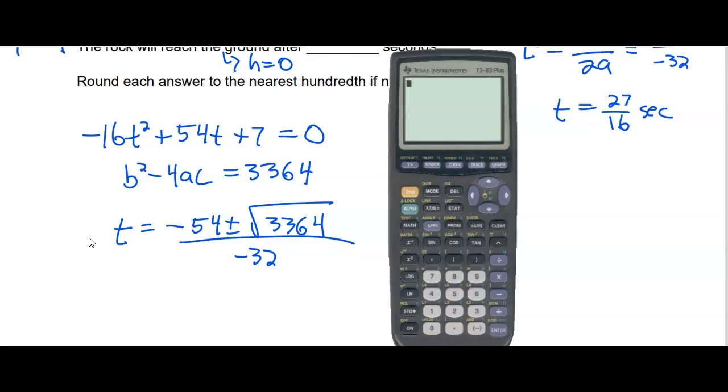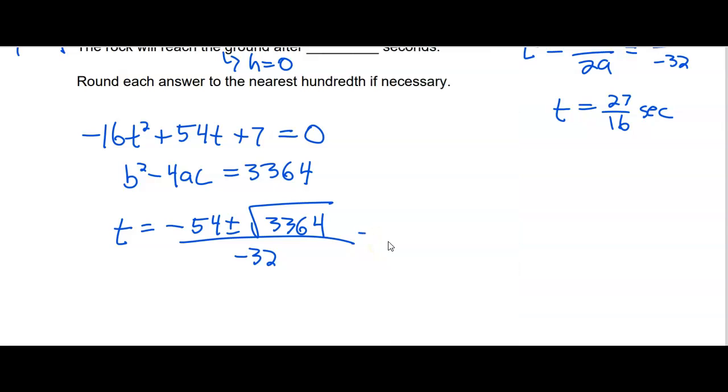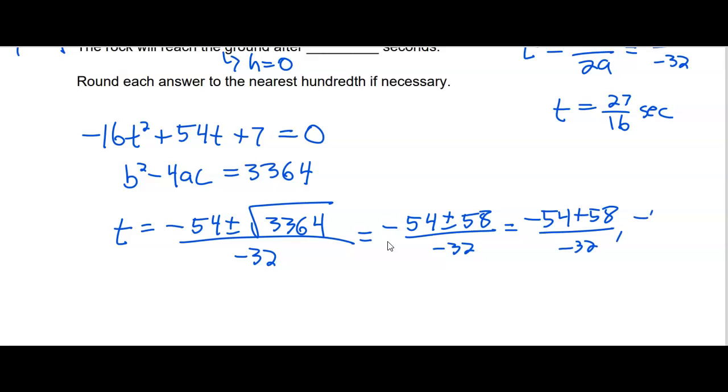The square root of 33/64, I believe, works out. Let's take a look. 33/64. It's 58. So we could work out the exact answers. Oops, 58. And get negative 54 plus 58 over negative 32, and negative 54 minus 58 over negative 32. And let's take a look at what these are.